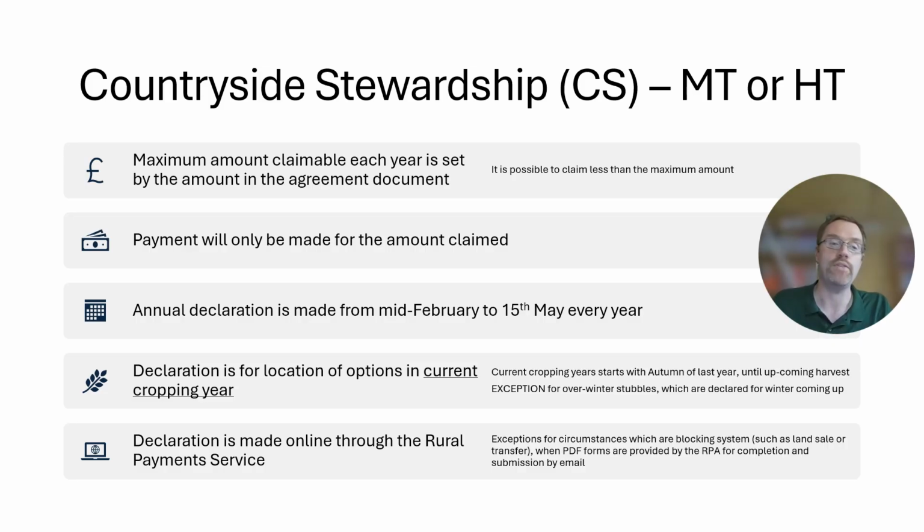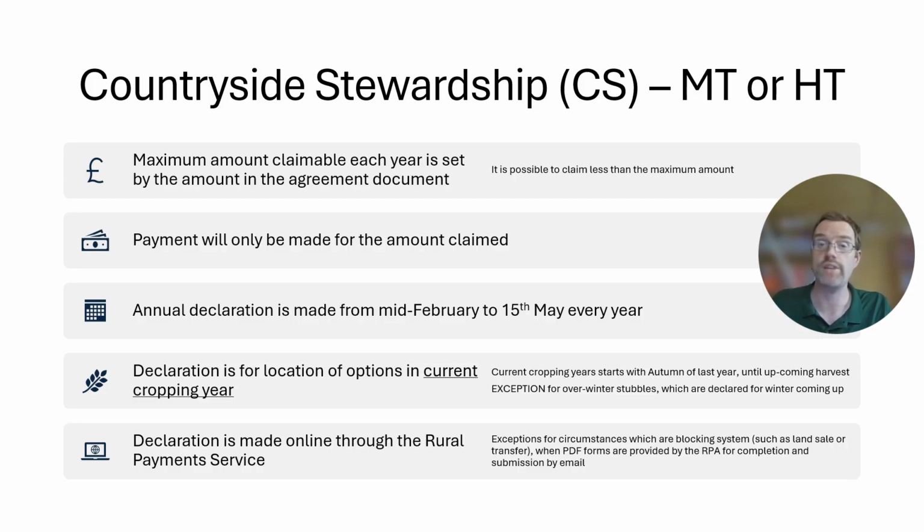And the declaration is the same in that you make the declaration based on the current cropping year, with the exception of winter stubbles. The only difference really with Mid-Tier and Higher Tier is that you will make the declaration inside the online Rural Payments Service portal. And you will do the annual declaration and the rotational declaration together in the Rural Payments Service. If for any reason you have issues going on with land sales or transfers, for instance, then there is a backup PDF version that you can fill in and email to the RPA instead.